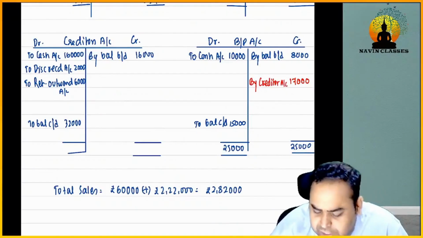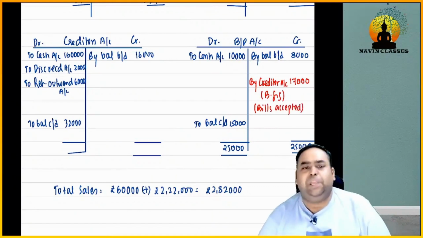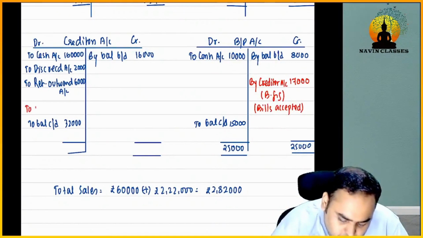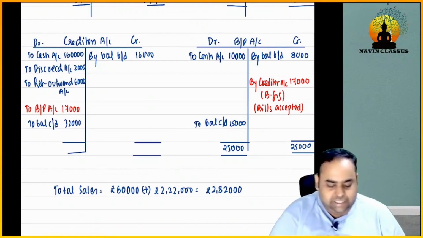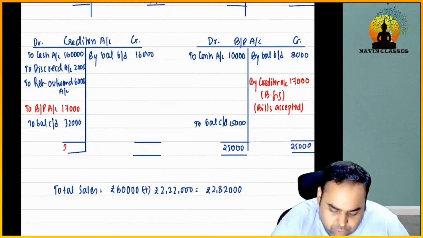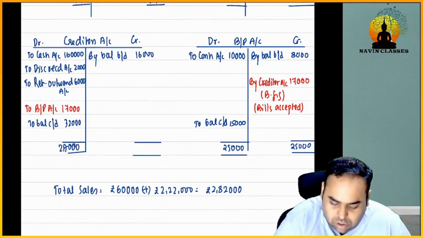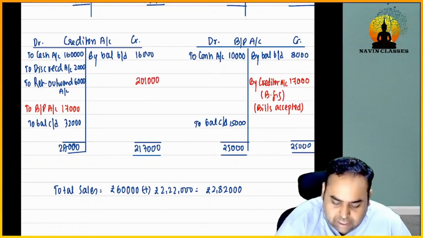Journal entry for accepting a bill is creditor account debit to bills payable. In the bills payable, it will be by creditor. Here on the debit side, it will be to bills payable, 17,000. Now I am going to balance this ledger. The total is 2,17,000. After deducting 16,000, remaining amount is 2,01,000. And this will be the credit purchases, by purchases account.